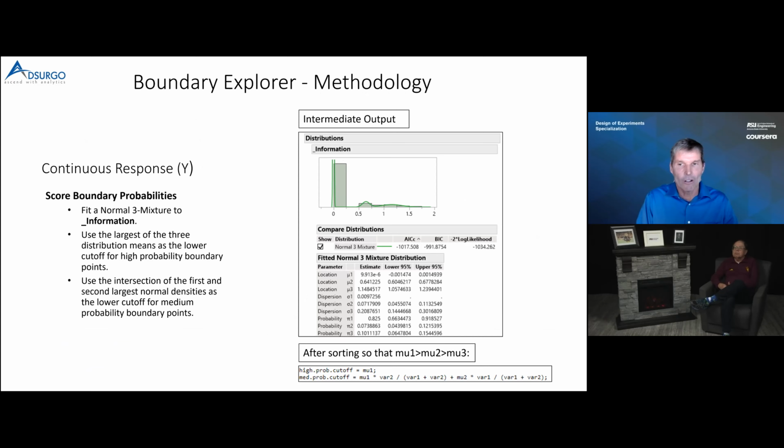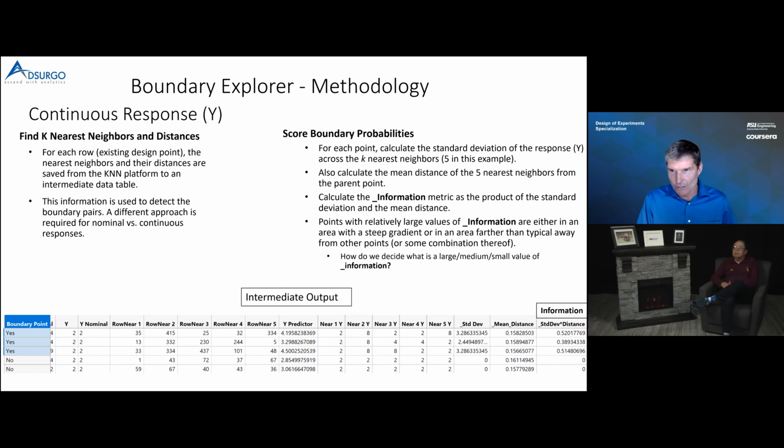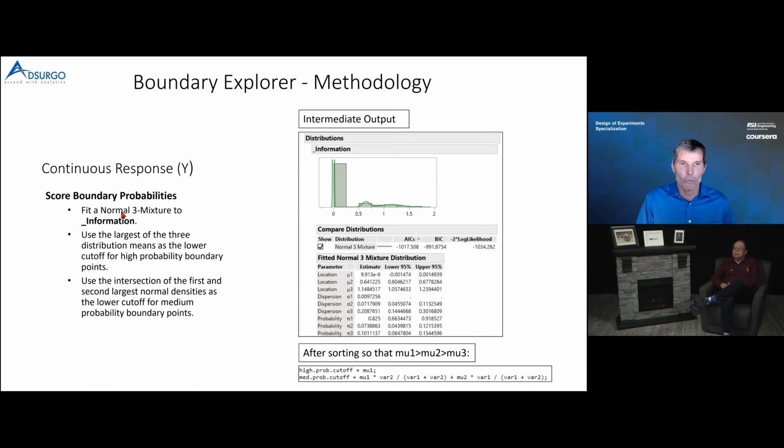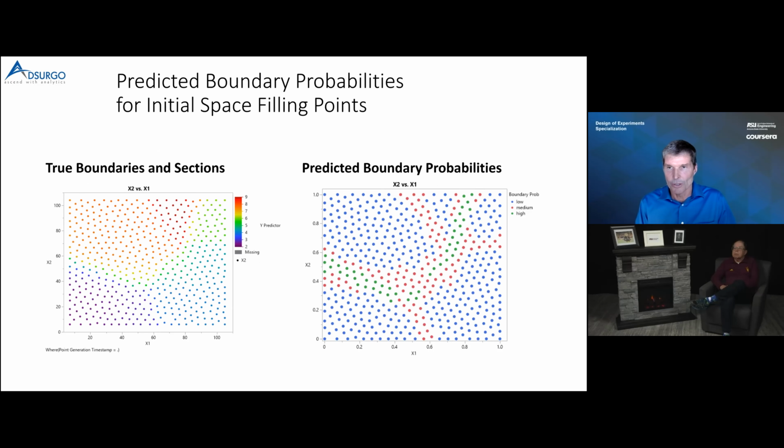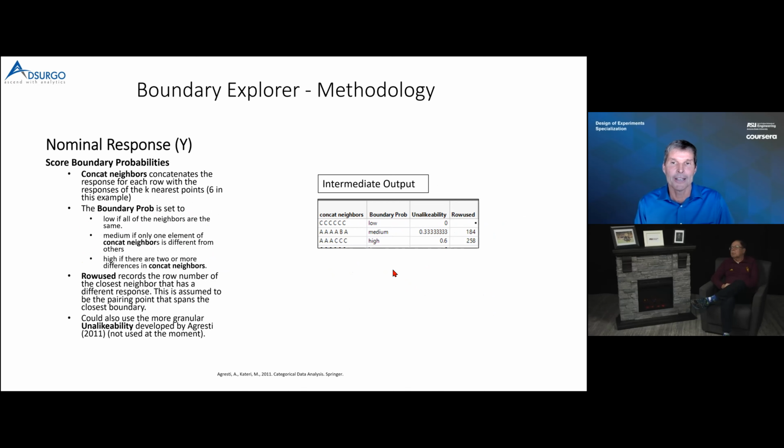Once we have all of these, every point gets this information metric, and then we fit it to a normal 3 mixture, where the first is going to be the low probability of boundary, the second will be the medium, and the third will be the high probability that we have a boundary point there. So now we've classified each point as a low or a high probability of being a boundary. Then we can color those points in. We can see right here, we've got low, medium, and high. And it seems like we did a pretty decent job based on what we remember from that Voronoi plot.